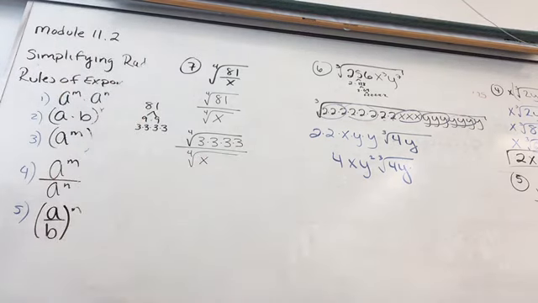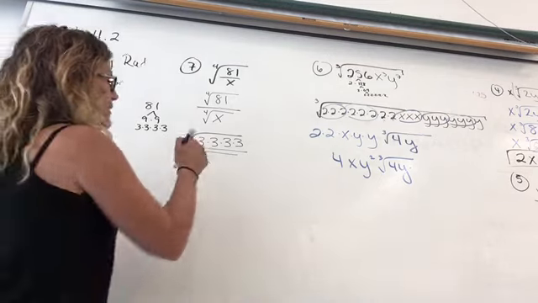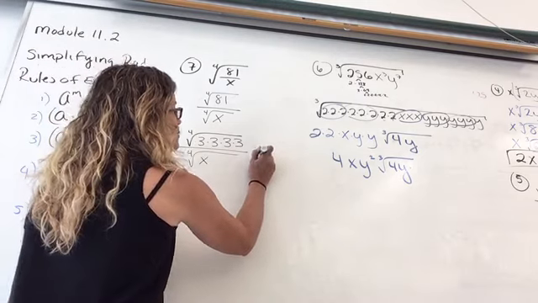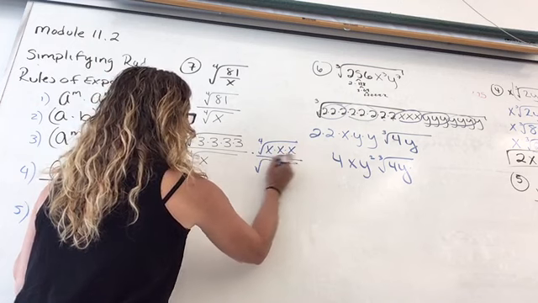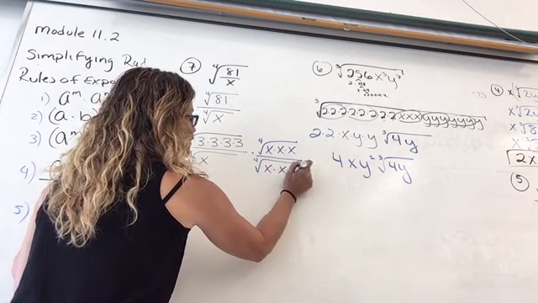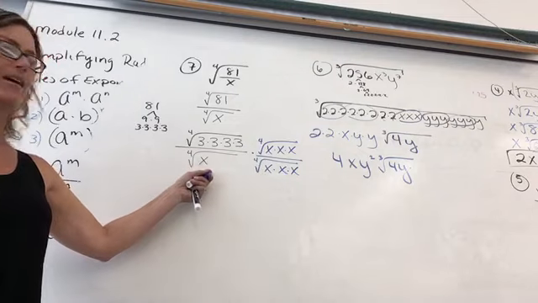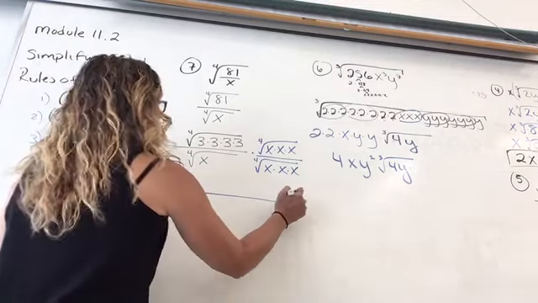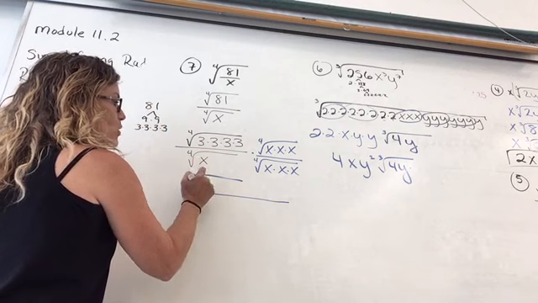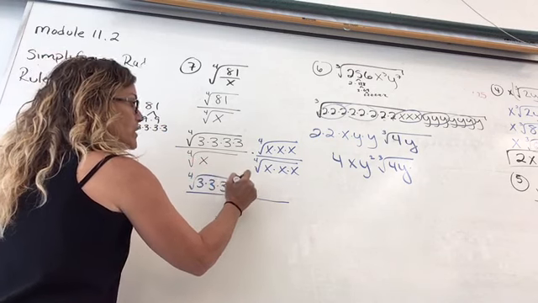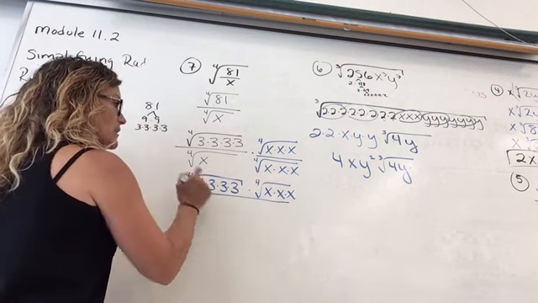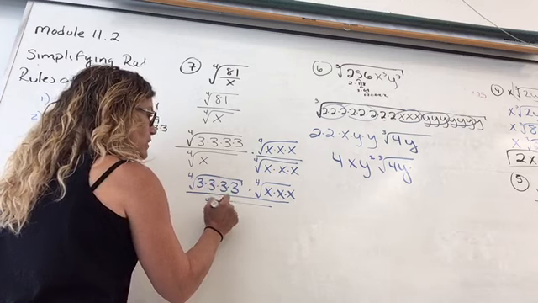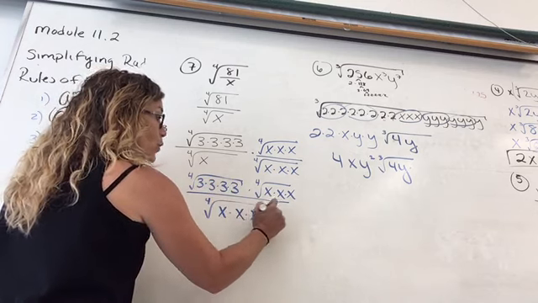To rationalize this, I need to make a group of 4 down here. I can't leave a radical in the denominator. So I have 3 out of the 4 I need, so I'm going to multiply the numerator and the denominator by 3 more x's. If I put 3 more x's here, I have a group of 4. So on the numerator right now, 1, 2, 3, 4 3's, 1, 2, 3 x's, and on the denominator, I have 1, 2, 3, 4 x's.